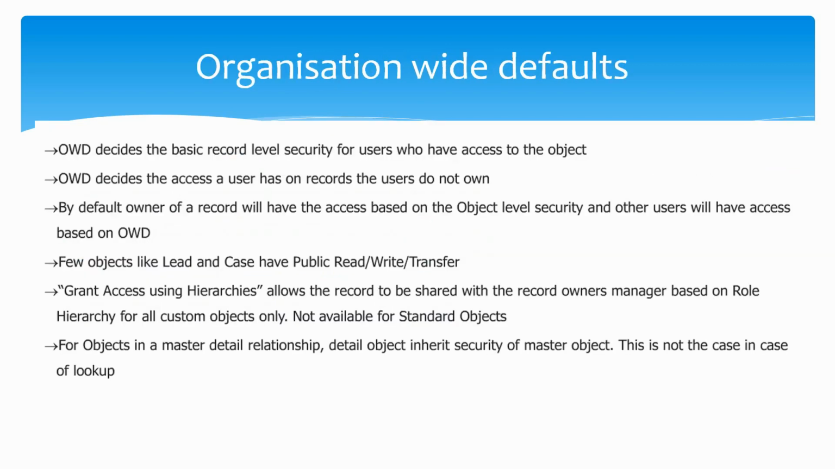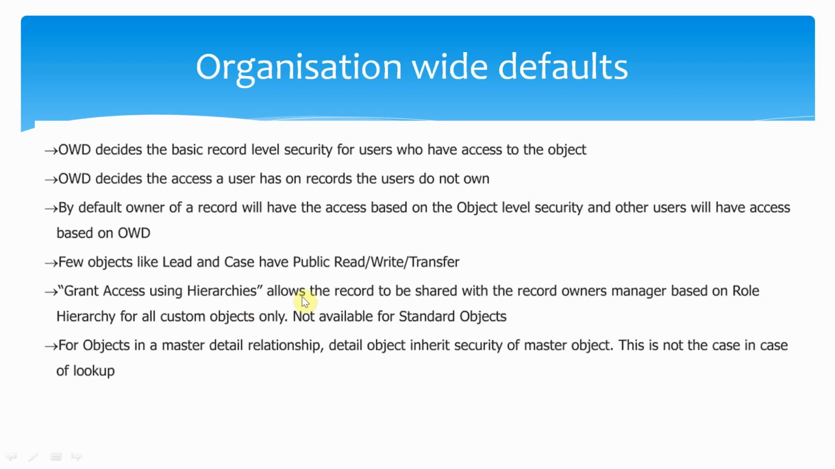OWD is a basic record level security. What is organization wide default? It's the basic record level security for users. OWD decides what kind of access a user has on records. By default, the owner of the record will have access based on the object level security. Other users will have access based on OWD. A few objects like lead and case have public read write transfer, which is some extra settings.